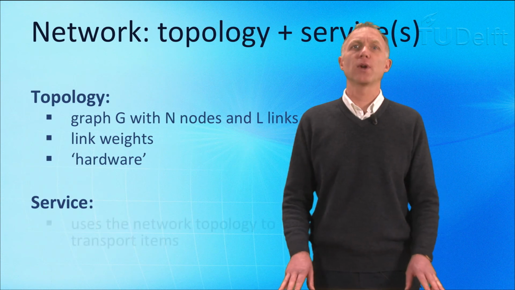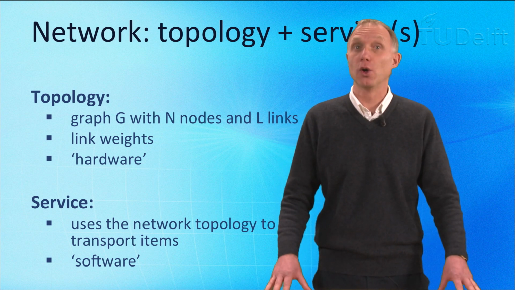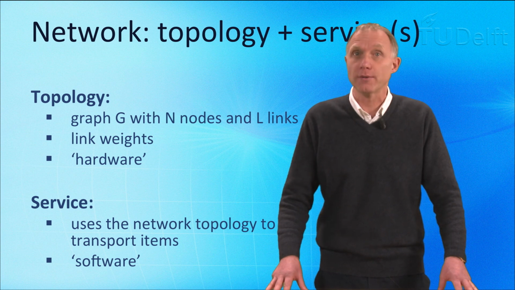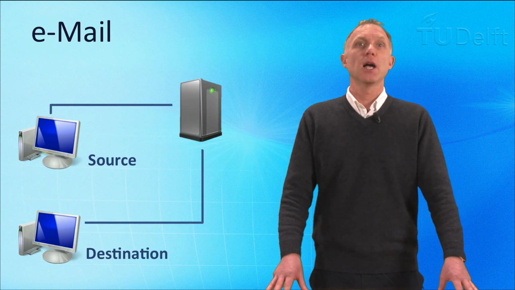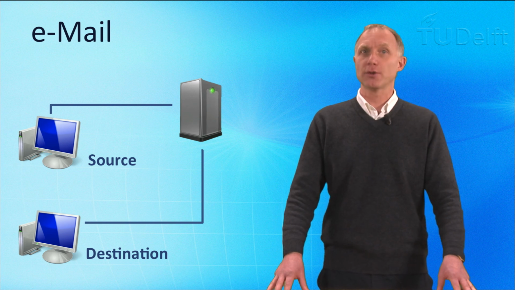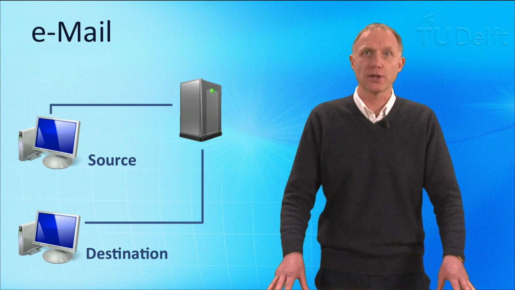So far, we have concentrated on the topology of the network. However, a network also has a purpose. In other words, the network consists of one or more services. For instance, electronic mail is a service in the internet. The mail application maps your email into IP packets that are transported in the internet from source to destination.